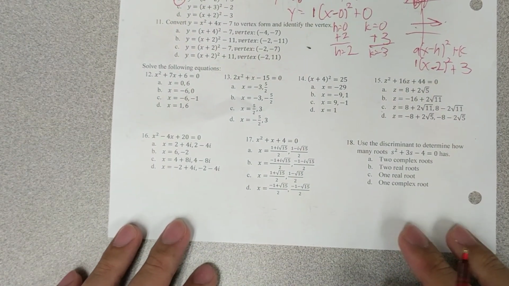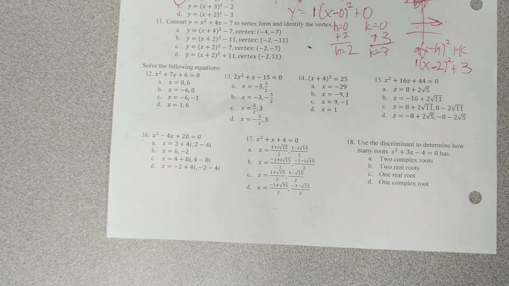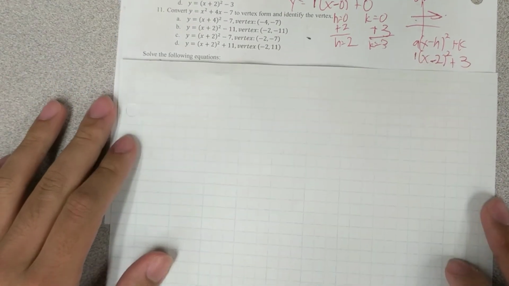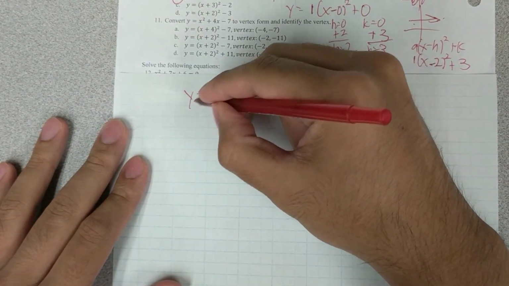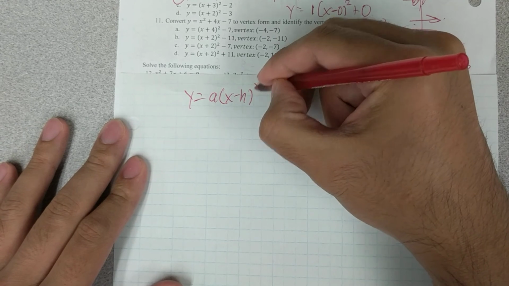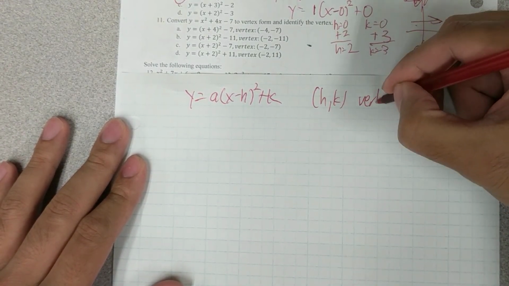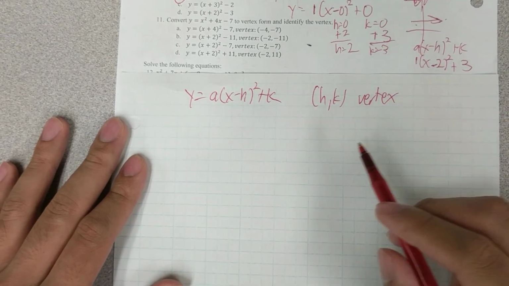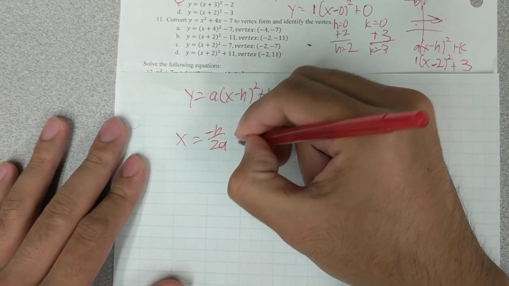Okay, convert to vertex form and identify the vertex. I'm going to do this on scratch paper. Okay, so vertex form, again, looks like this, where (h, k) is the vertex. So to find the vertex, I can use the axis of symmetry formula, negative b over 2a.